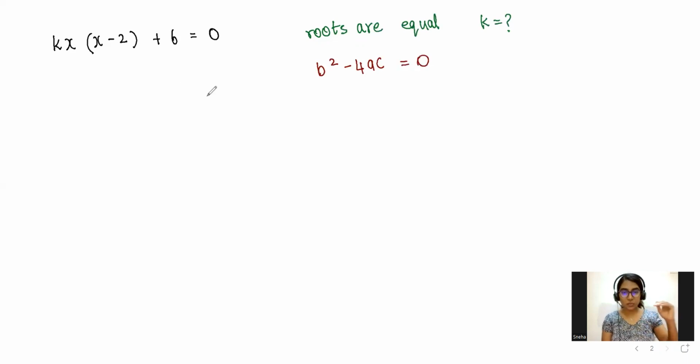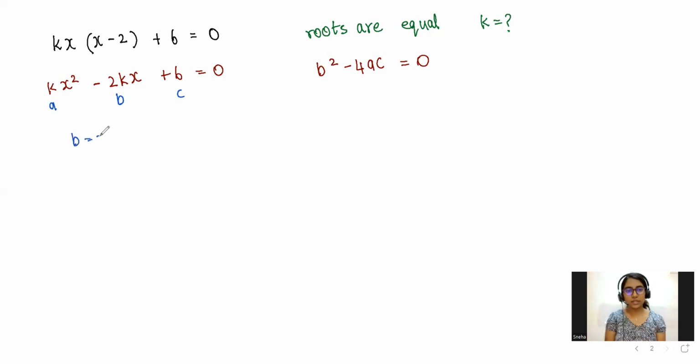Now, first I need to convert this equation: multiply it inside and bring it to the standard form. That would be kx square minus 2kx plus 6 is equal to 0. Now compare it with the standard equation. We would get the respective values of a, b, and c. Now substitute in this formula, b square minus 4ac is equal to 0.